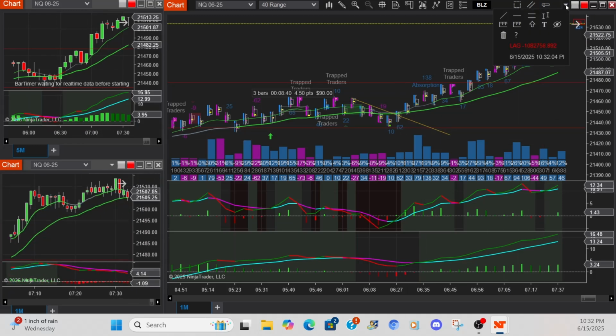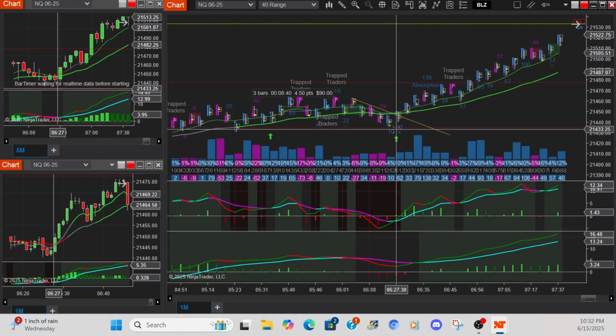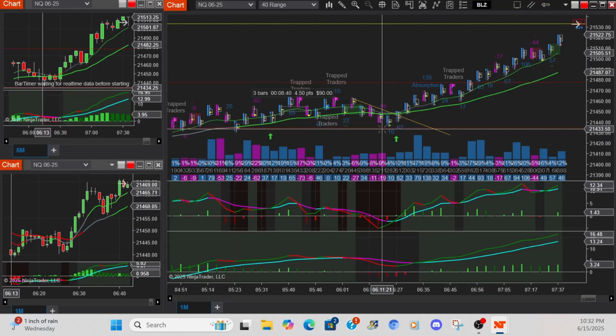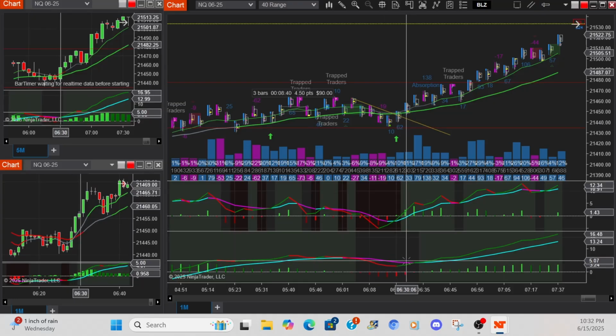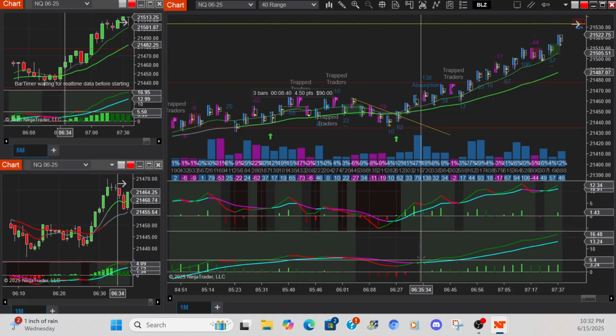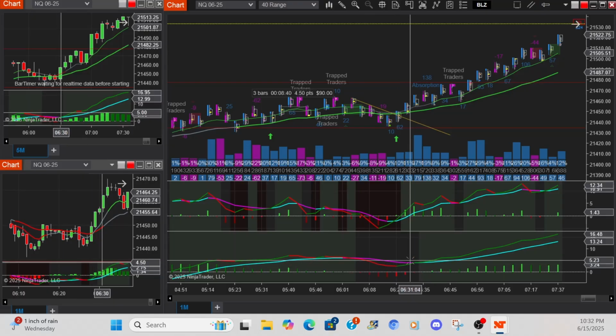We have our delta. Look at the delta on the bottom. You have 10 and then 62. Suppliers really stepped in. We had a stacked selling imbalance here. We're crossing up. This is starting to slope up. We're above the zero line. So this is a pullback that's starting to fail.